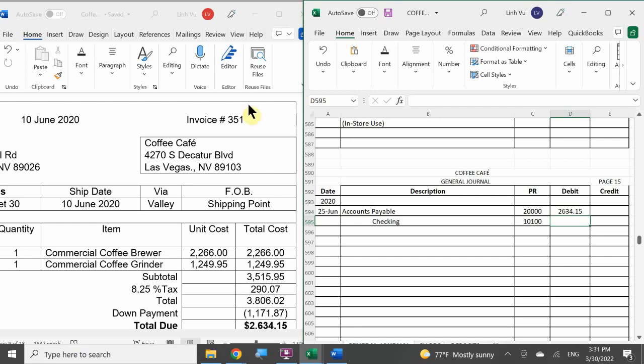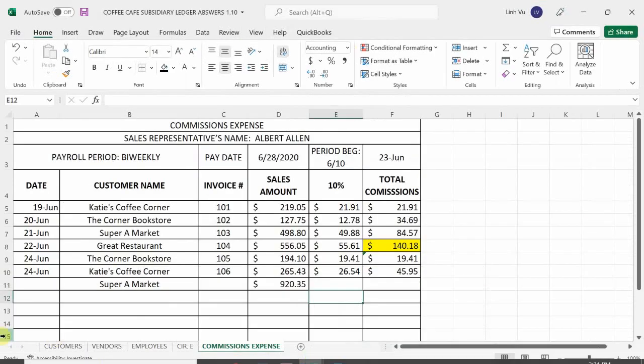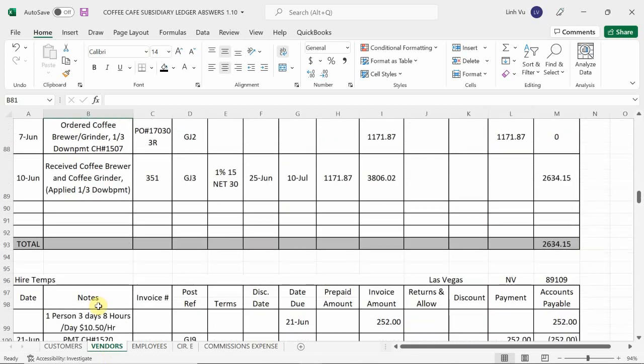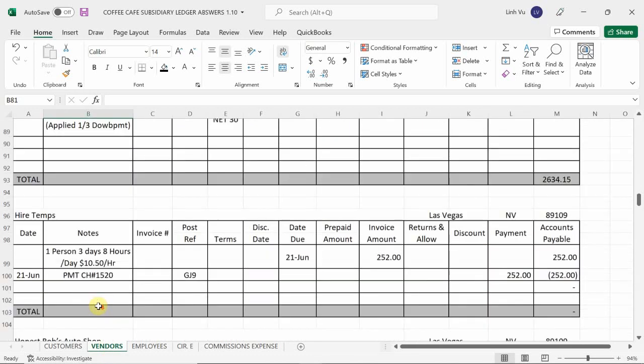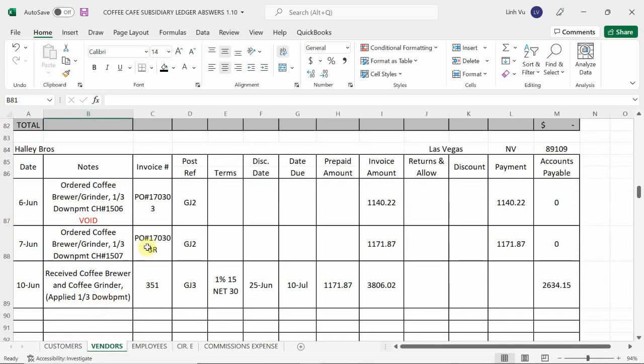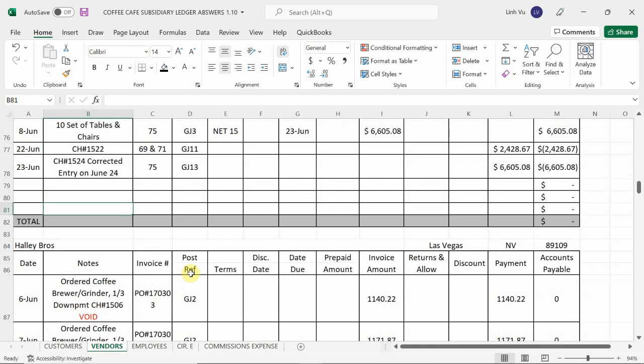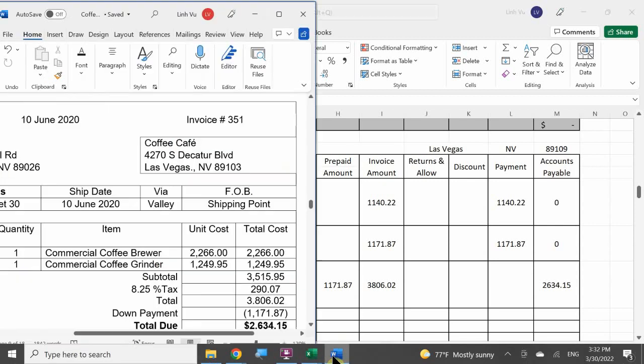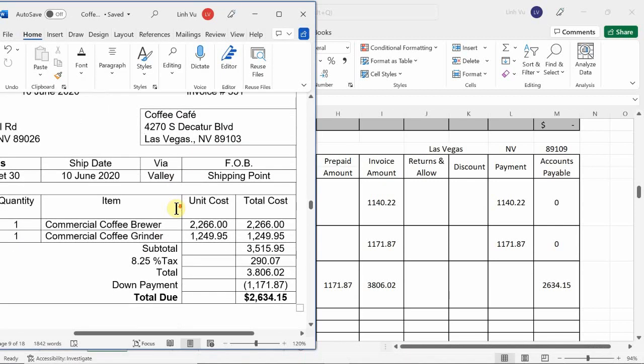Excellent, right? I was waiting for someone to go ahead and say, go to the subsidiary ledger. Because if you do go to the subsidiary ledger and we check out Hallie Bros, you're going to notice that if we paid within the discount terms, where is Hallie Bros? Okay, right here. We pay within the discount terms. That means we paid within June 25th. That means we should receive that 1% discount. Now let's take a look at this right here.